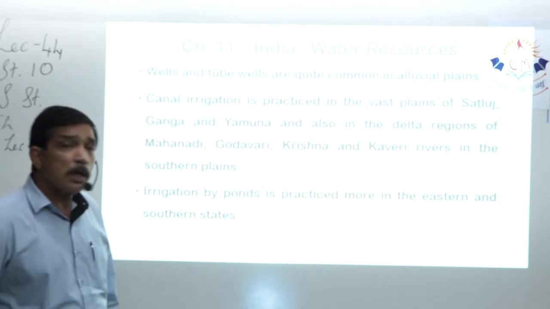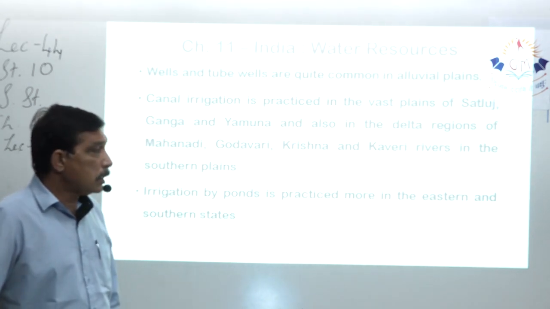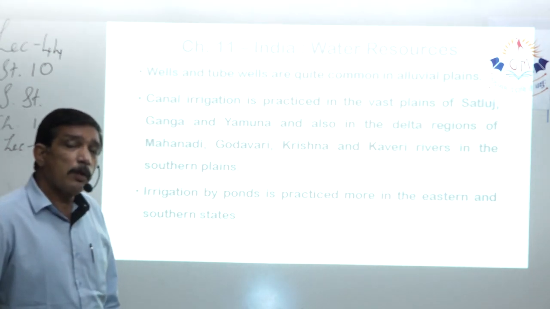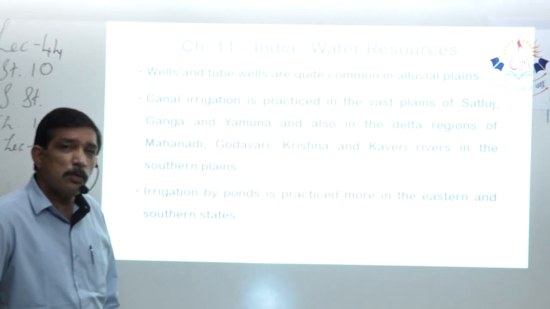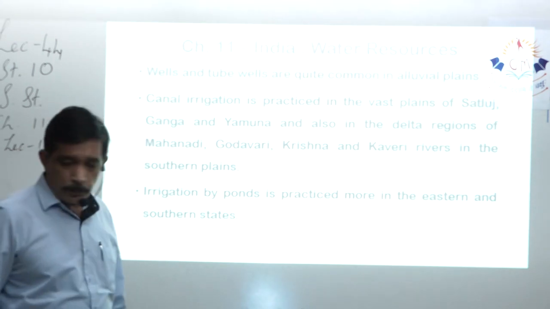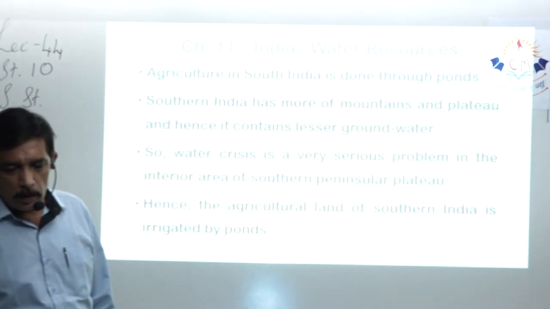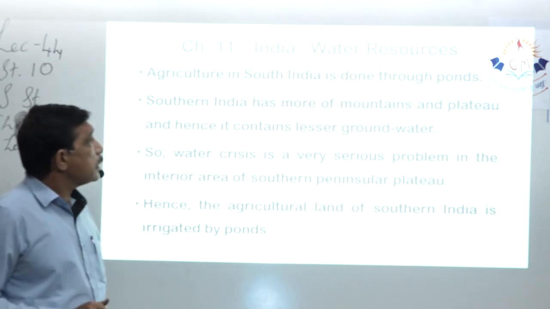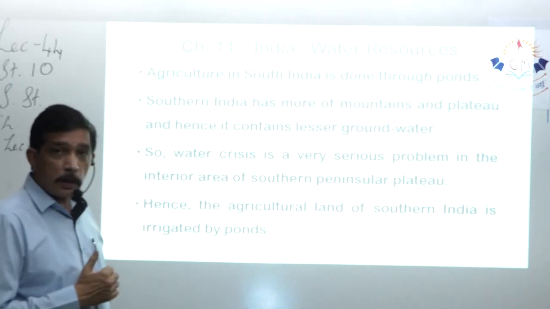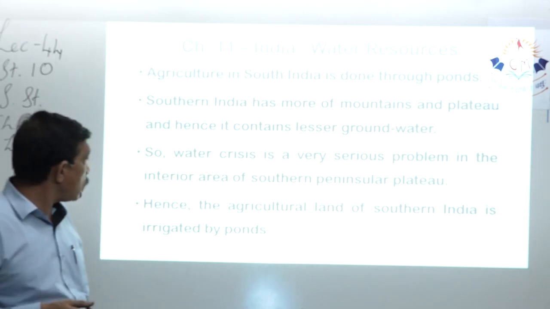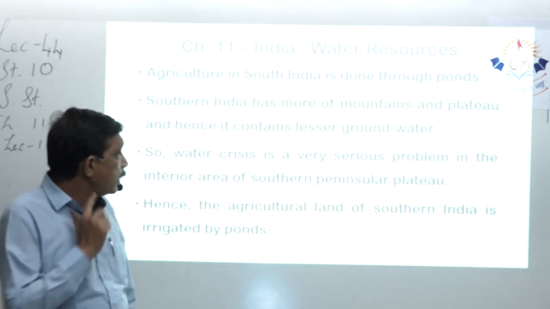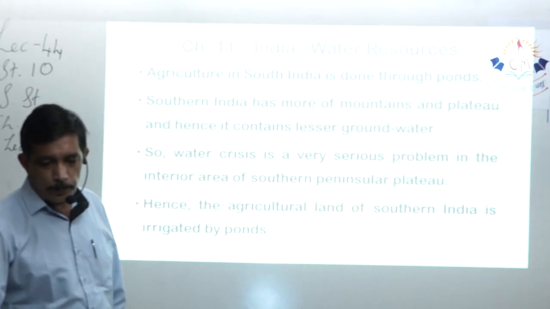So ponds are used maximum in the eastern part of the country and the southern part of the country, where there is heavy rainfall and more requirement of water for irrigational purpose. They use less of wells and tube wells, but they use more of ponds, etc. Agriculture in South India is done through ponds. Southern India has more of mountains and plateaus, that we already understood, and hence it contains less groundwater. So water crisis is a very serious problem in the interior area of the southern peninsula of India.